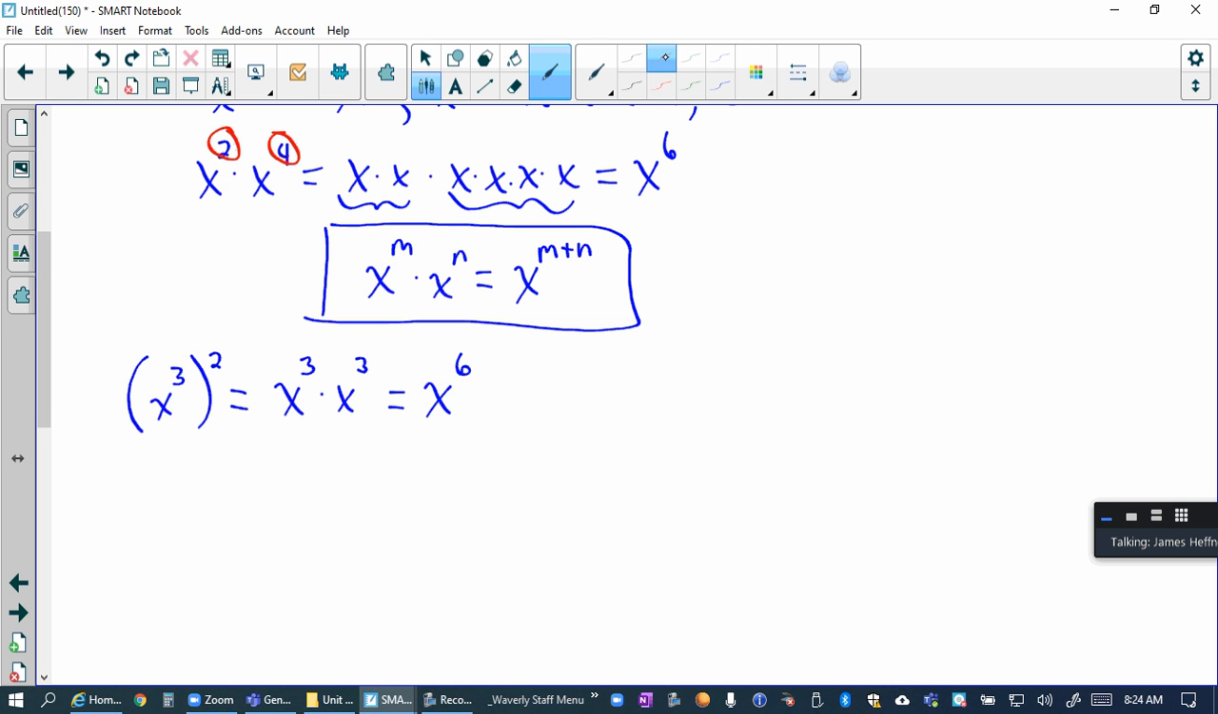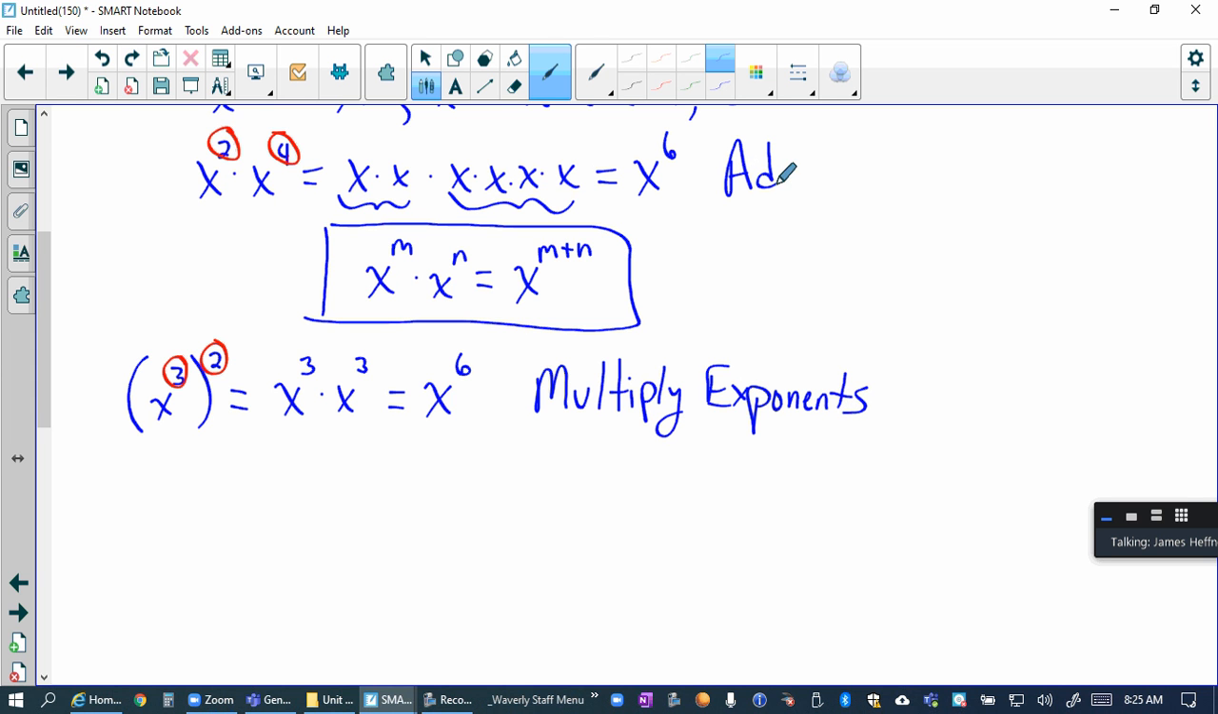So if we're doing a power to a power, what do we actually do with the exponents? You multiply the exponents. And maybe I should write up here that when multiplying like terms, we add the exponents. Okay? So power to a power, we multiply the exponents.